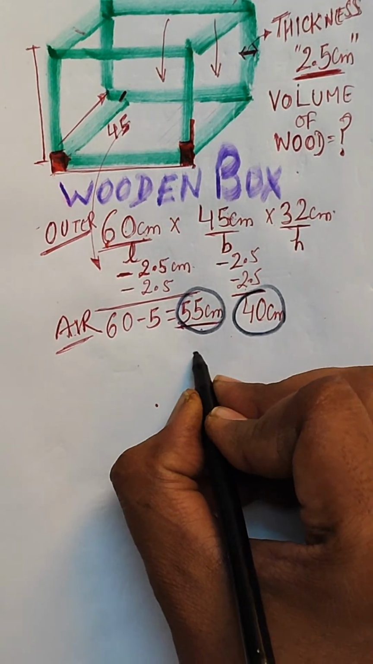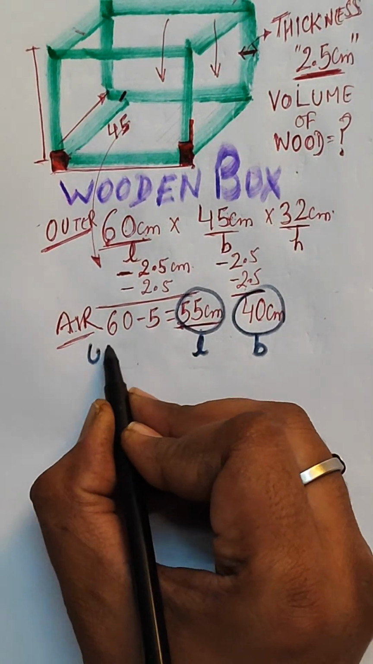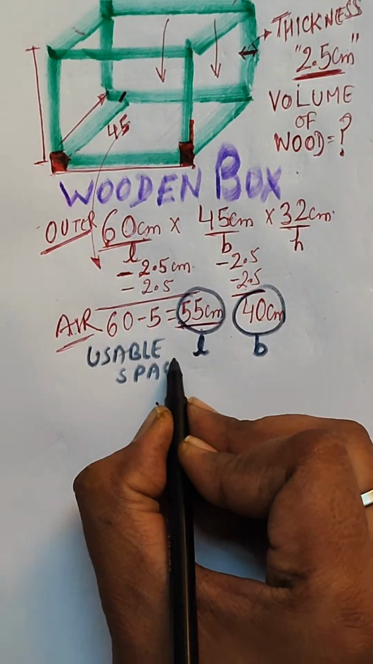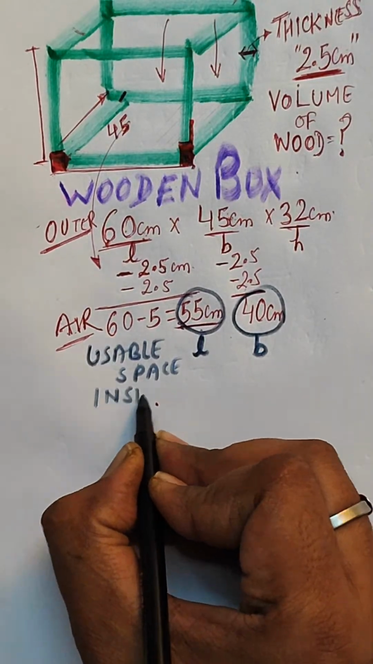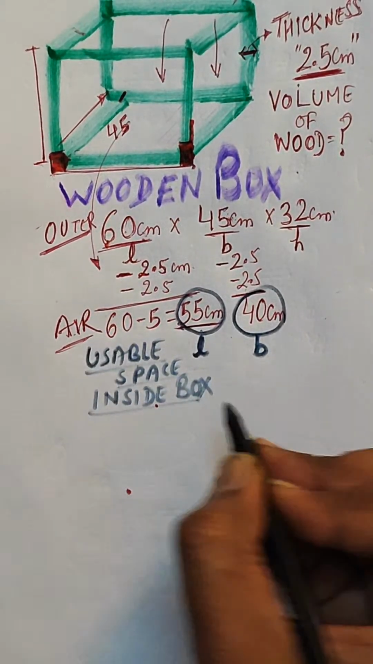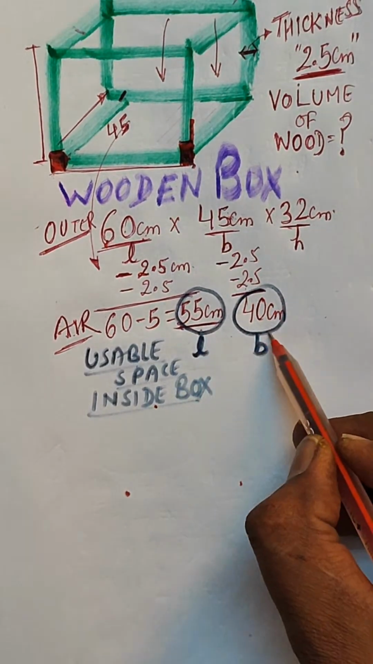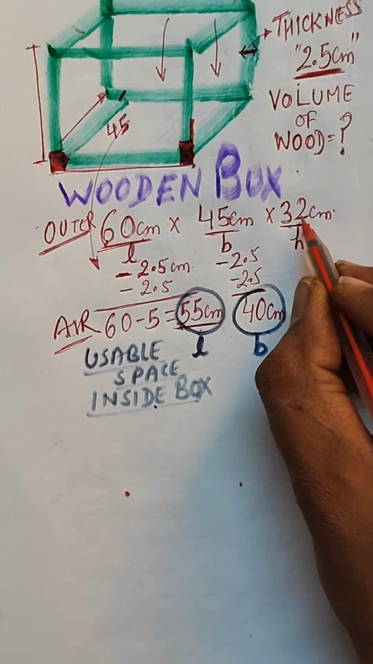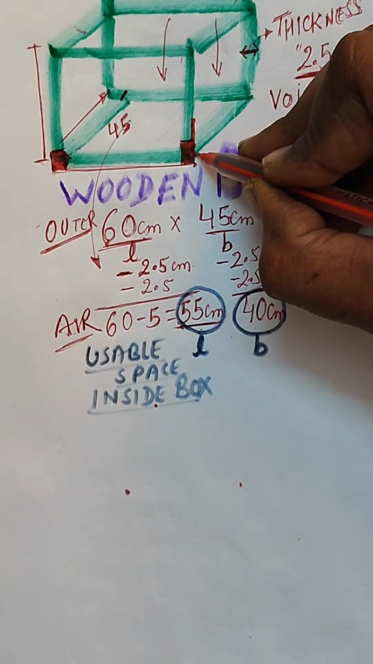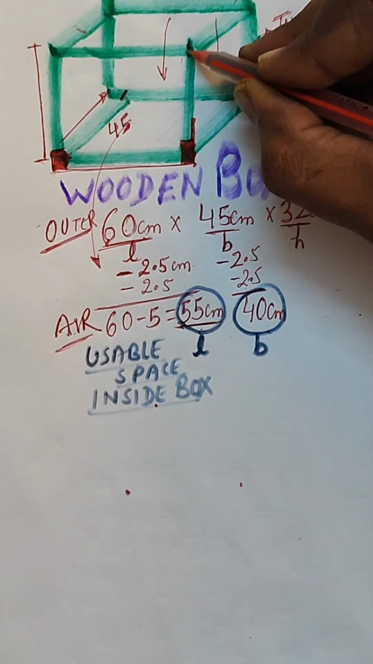This is the new length. This is the new breadth, right? Or I'm writing usable space inside the box, right? Is having the length 55, breadth 40. Similarly, from 32, the height, this was 32, 1 centimeter will be reduced from here. Sorry, 2.5 will be reduced from here and 2.5 will be reduced from here, right? This one.